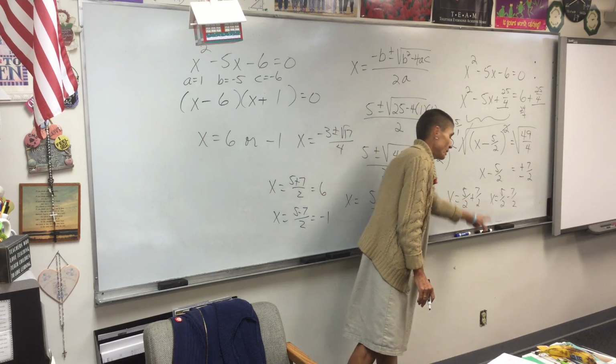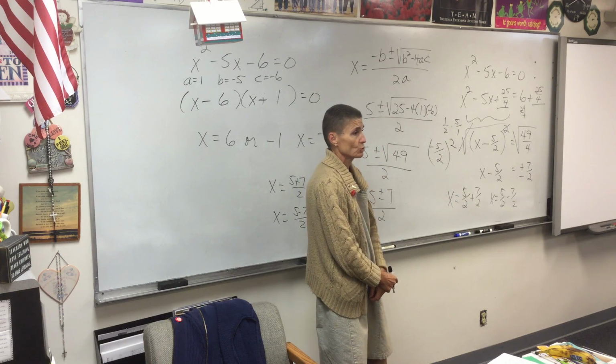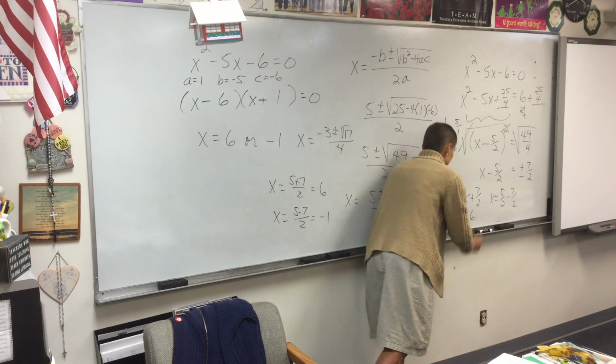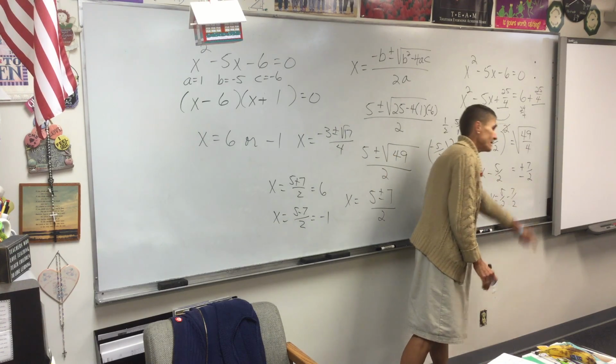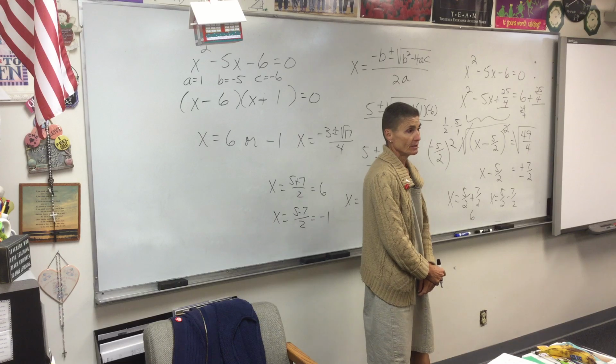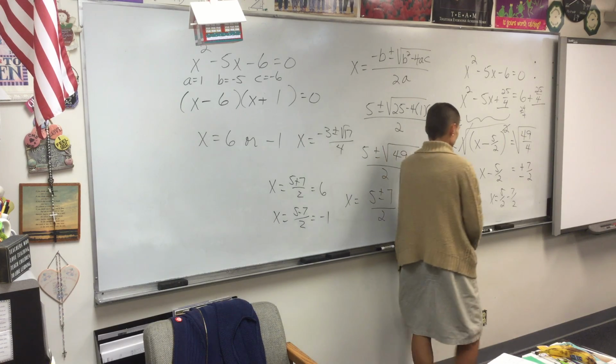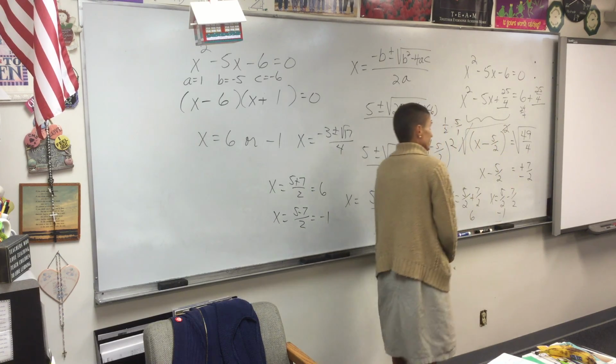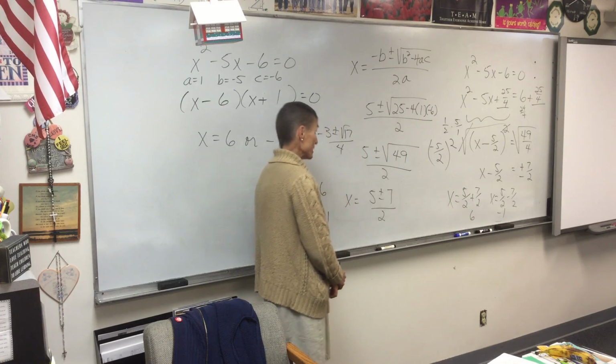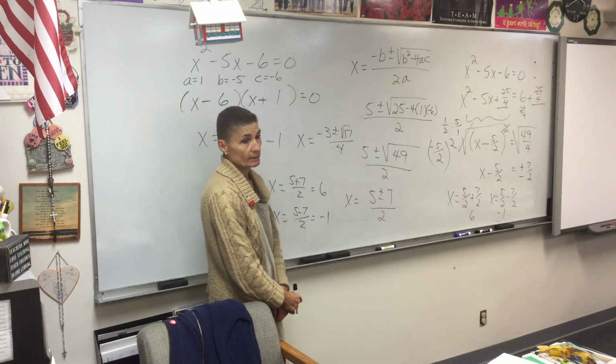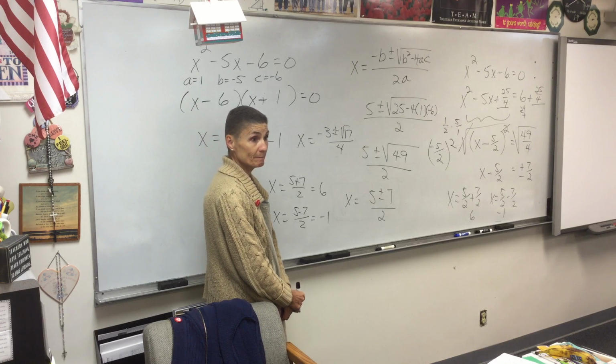What's 5 halves plus 7 halves? 12 halves, which is 6. 5 halves minus 7 halves is negative 2 halves, which is negative 1. And now I've done the problem 3 times, and luckily gotten the same answer every time, right?